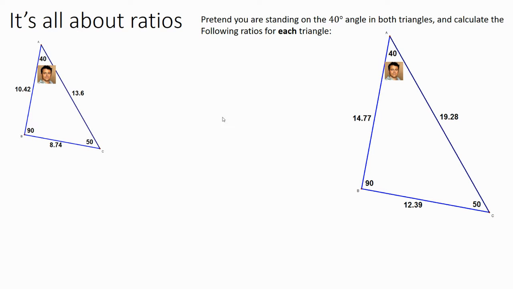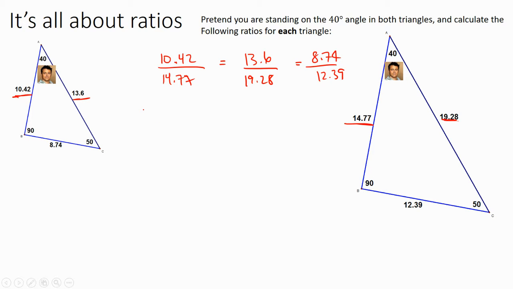Now if we go back to our similar triangles, these two triangles I've given you have the same angles and their sides are different, but they are proportional to each other. So if we compare some things about these triangles, they should be true. For example, 10.42 divided by 14.77 should be equal to the ratio of 13.6 to 19.28, because those are both the hypotenuse, and it also should be equal to 8.74 over 12.39.